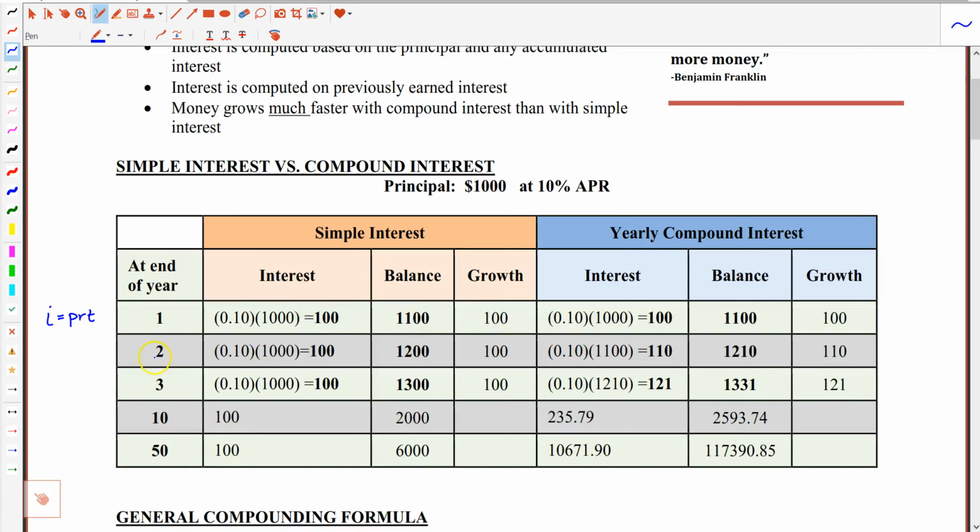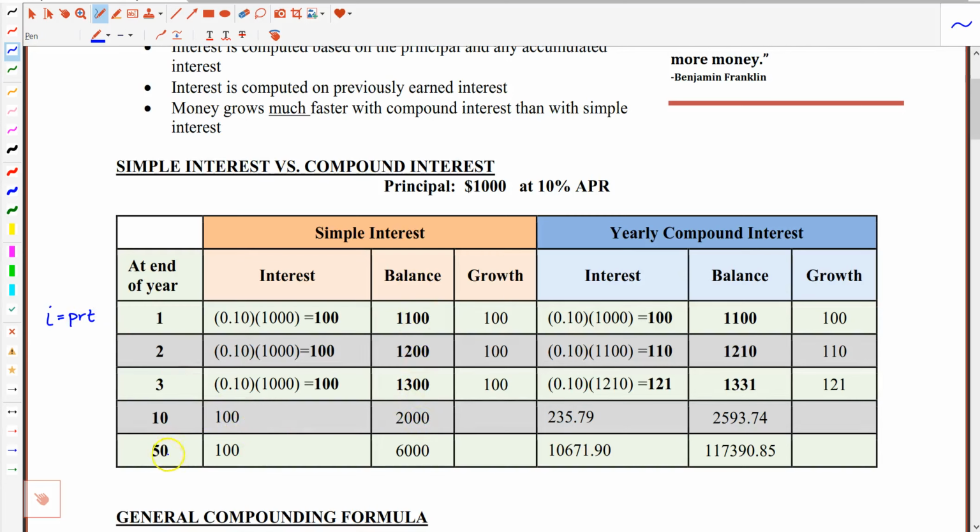At the end of the second year, the account will earn another 10% on the $1,000, or it will earn $100. At this point in time, now the account will be at $1,200. At the end of the third year, the account will earn $100, so now overall the account is at $1,300. If we expand this out, at the end of the 10th year, the interest that was going to be earned on the account is just going to be I equals PRT, so the principal is $1,000, the rate is 10%, and then the time elapsed would always be over the course of 1 year. And now overall the account's balance is going to be at $2,000.